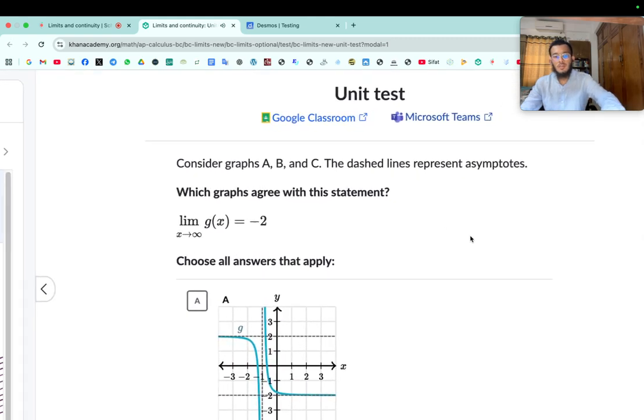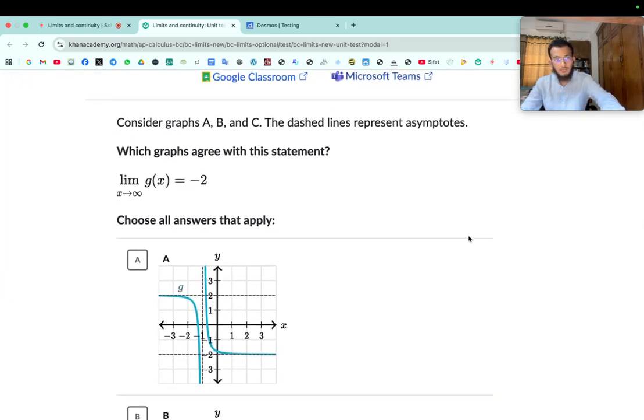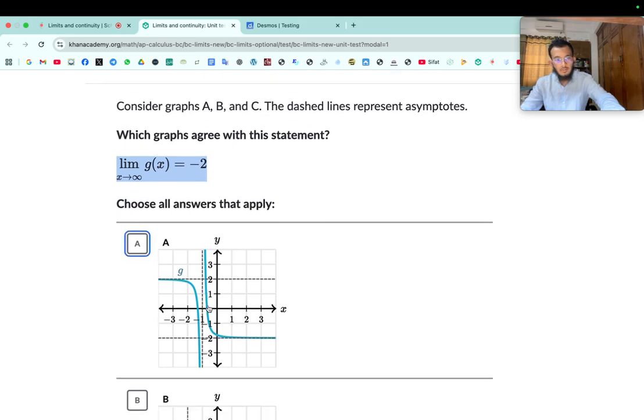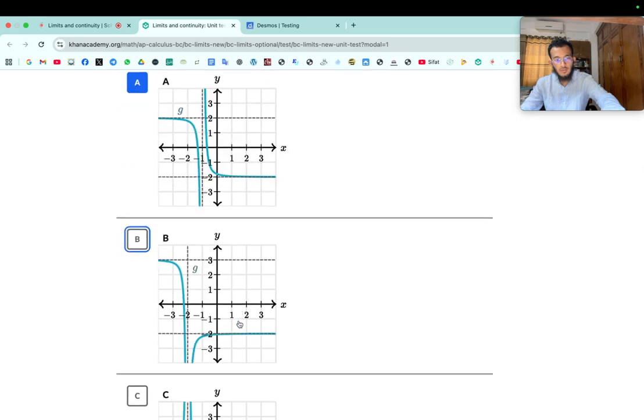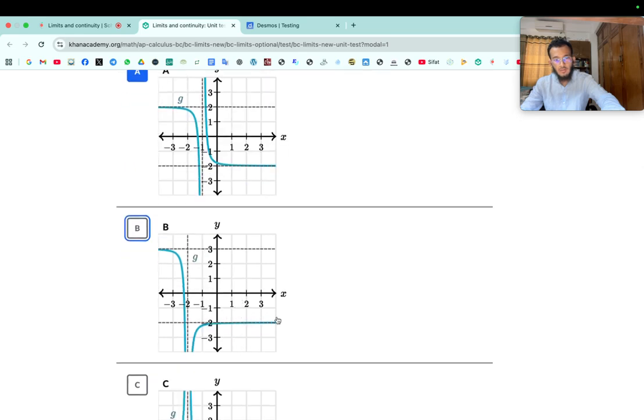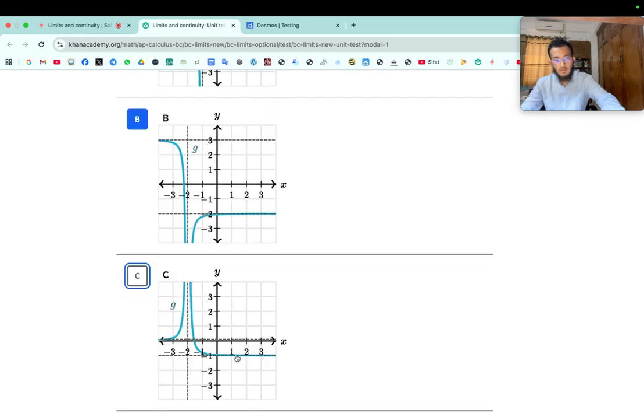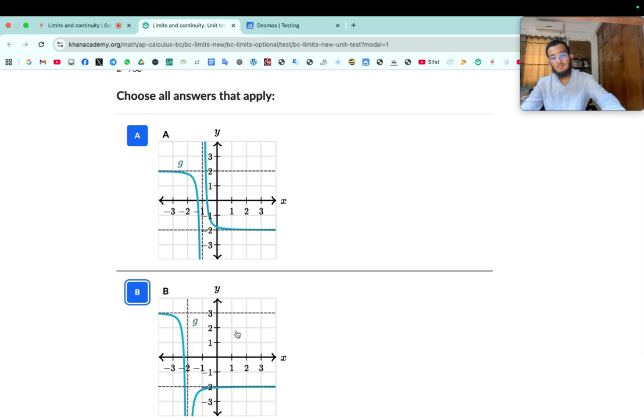Consider graphs A, B, and C. The dashed lines represent asymptotes. Which graphs agree with the statement: limit of g as x tends to infinity is minus 2? So as we go to infinity, we can see a value of minus 2. This is correct. And as we go to infinity, minus 2, correct. Here we have minus 1, which is not correct.